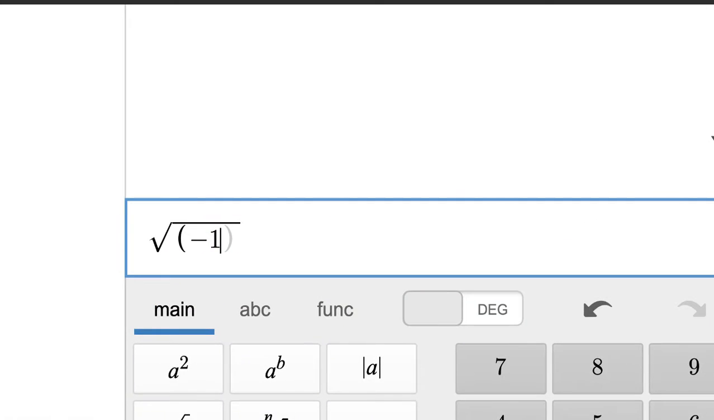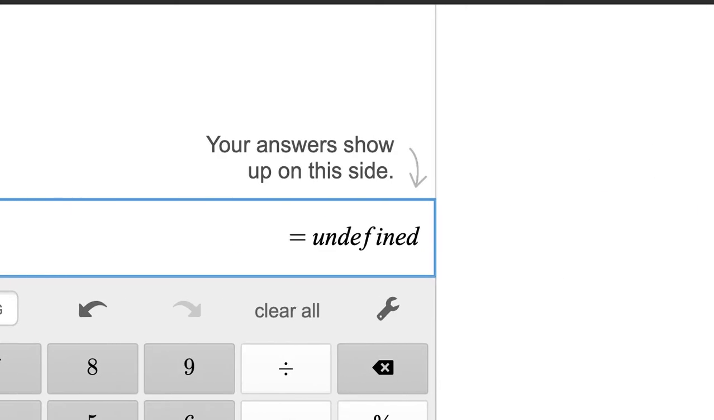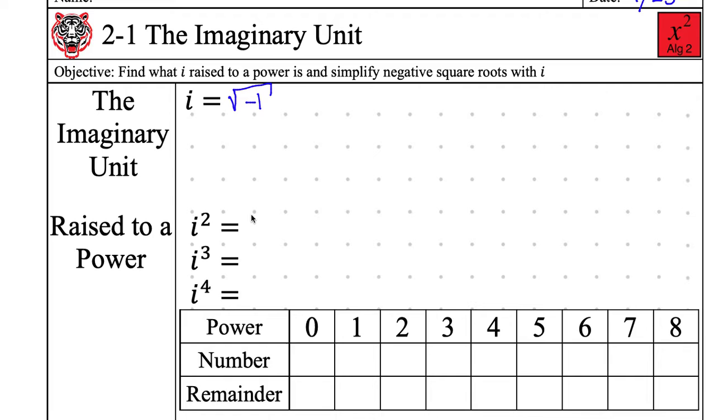I'll zoom in here so that we can all see it. Undefined. It doesn't like that. We are going beyond calculators today. Your calculator cannot handle what's about to happen. So, square root of -1, I'm telling you it does exist. It is equal to this imaginary unit i.